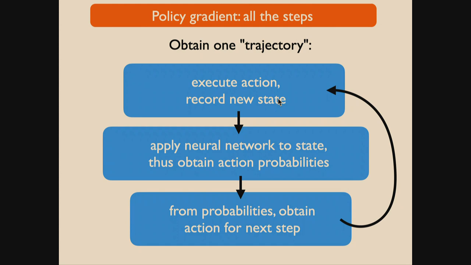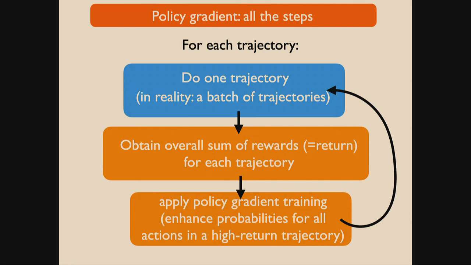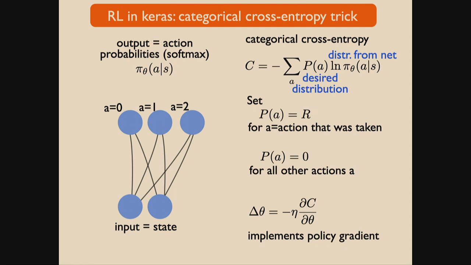And then at the end of the trajectory, you will actually get a reward. So now we have done one trajectory. In reality, it will maybe be even a batch of trajectories, depending on how you implement it. You will obtain the overall sum of rewards, that is the return, for each of these trajectories. And now you can apply the reinforcement learning policy gradient technique. So you will look at the actions that have been taken and also the corresponding states in all of these trajectories. And you will enhance the probabilities by this grad of log of the probability formula, with a special emphasis on the high return trajectories, because it was the return times the grad of the log of the probability in which you are moving your theta parameters. OK. And so that is the whole pipeline. But how would you actually implement this? And here's a little trick.